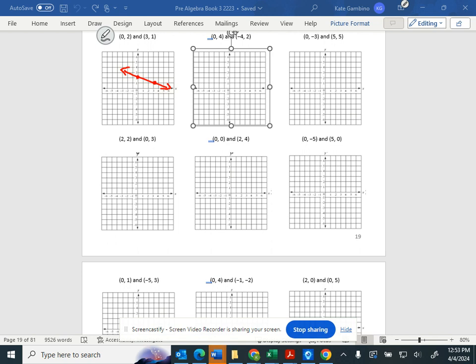Now I have to write the equation. Remind me again, what is our equation? y equals mx plus b. So when we're writing it, we need to know what the m and the b are. We need to write what the m is, what the b is, and then we're going to put it into our equation. So, what is the m for this line?